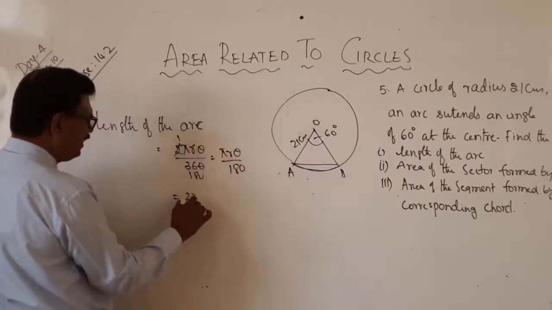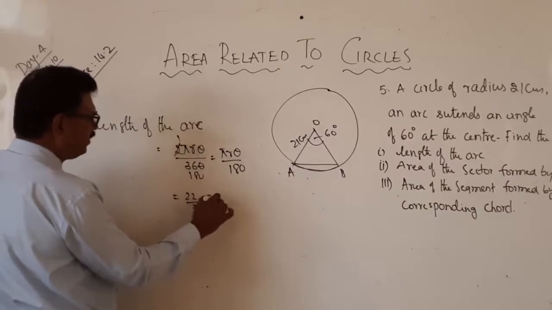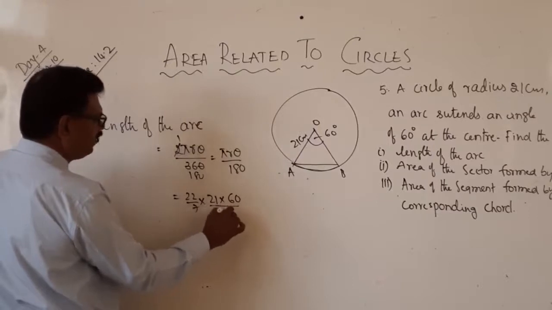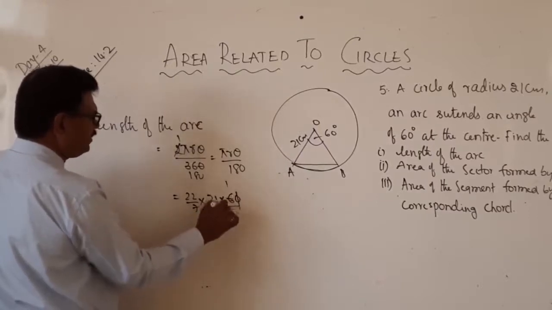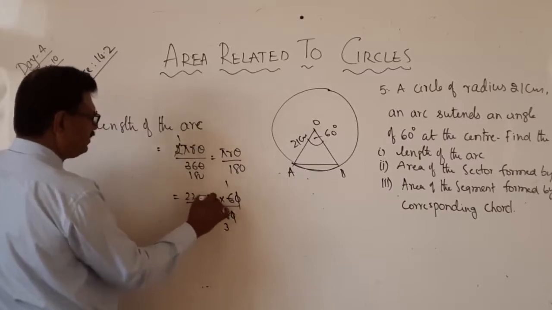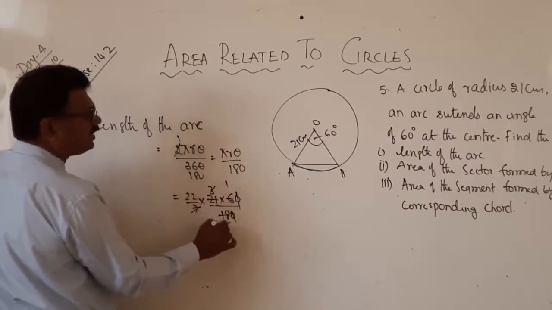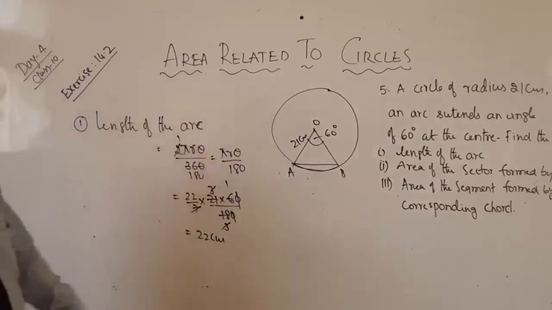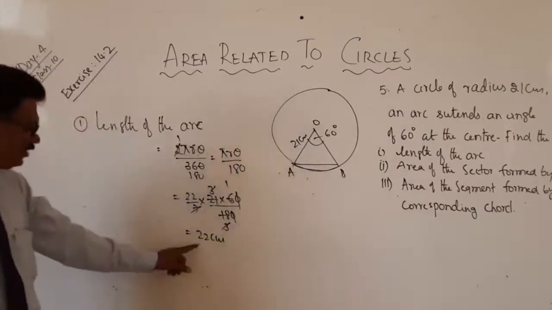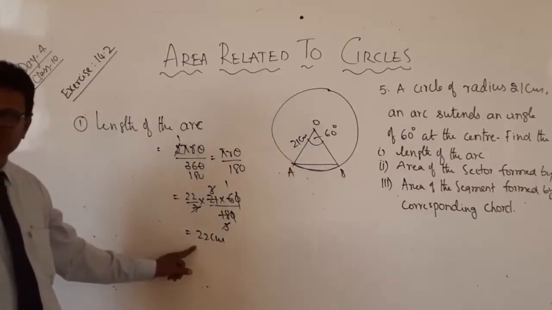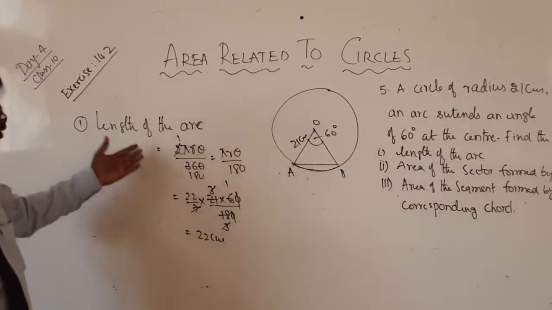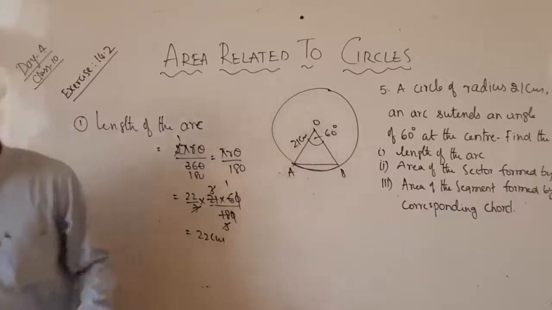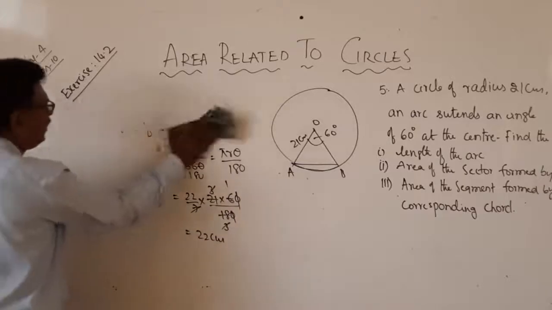Therefore 22 by 7 into r is 21 into theta is 60 degrees divided by 180. 0 0 cancel. 6 1s are 6, 7 1s are 7, 3 3s cancel. Therefore how many centimeters? 2 centimeters. Therefore length of the arc, how much it is? 22 centimeter. Any doubt, beta? Please? Yes? Very good. Very simple problem. This is the formula that we are using. Okay? Next one.